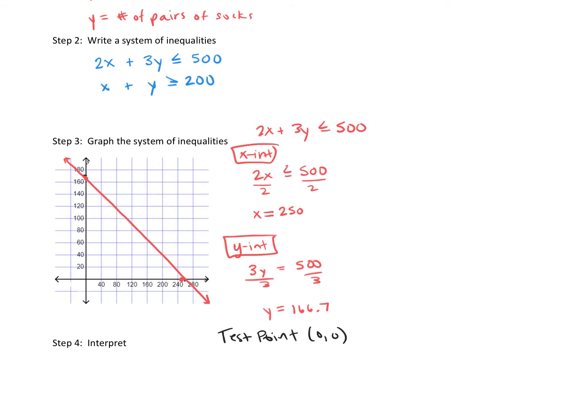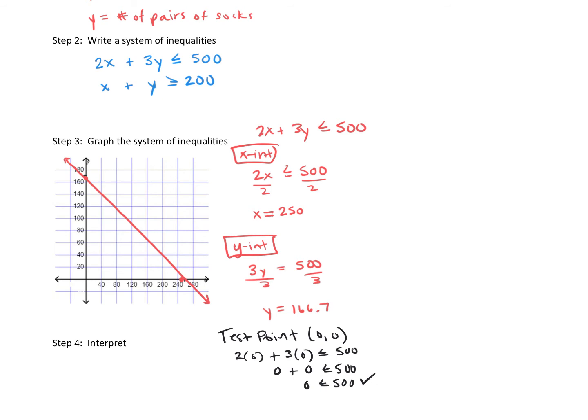So let's plug in 0 for x. Let's plug in 0 for y. Let's see if that is less than or equal to 500. So 2 times 0 is 0, 3 times 0 is 0, 0 plus 0 is 0. Is that a true statement? Is 0 less than or equal to 500?